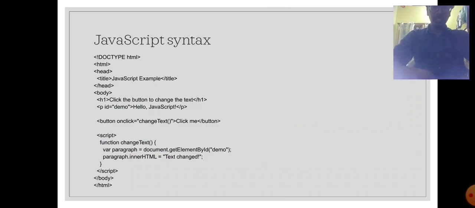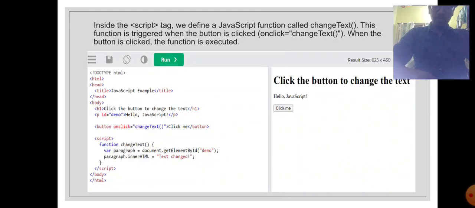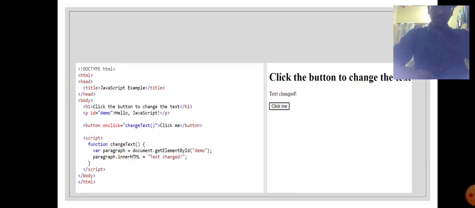So this one is the syntax. You can go through the syntax for understanding more about JavaScript. You can go through this. And this is the code example.